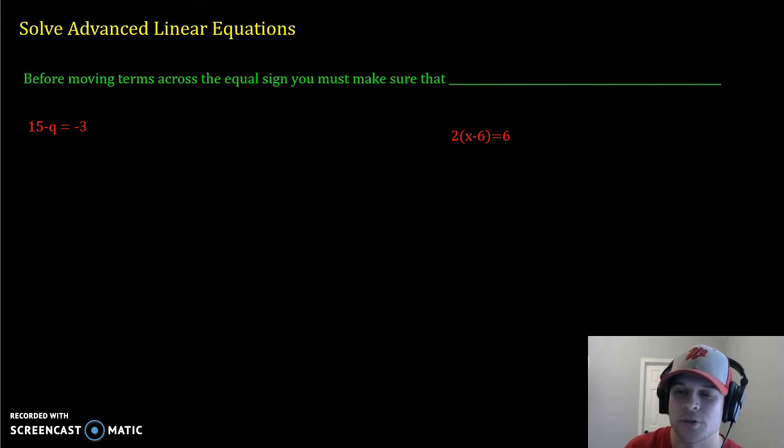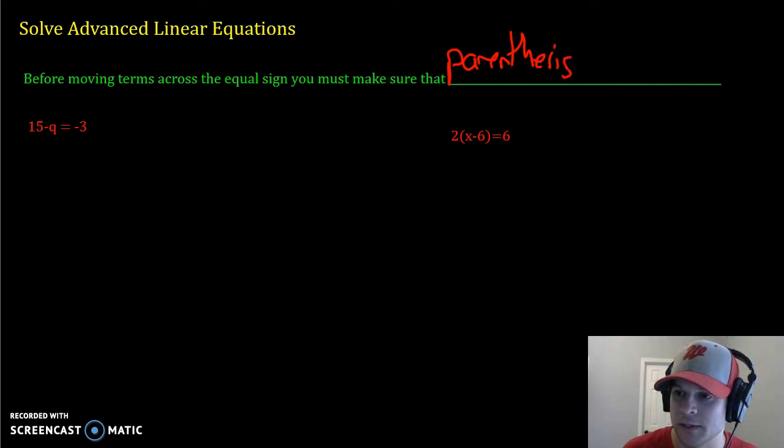So a couple things you need to make sure you are aware of is before you start moving terms across the equal sign and isolating the variable, you have to make sure that any type of parentheses, any type of distribution property is taken care of. Parentheses are simplified.